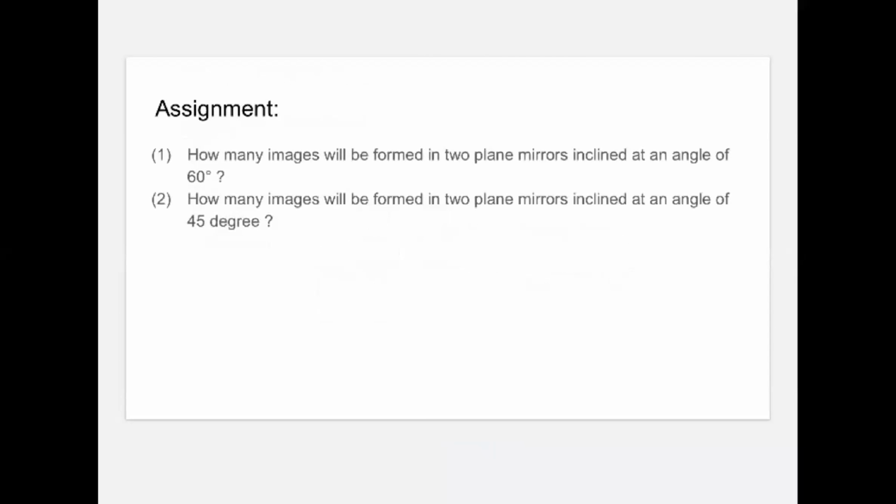So today's assignment questions are: How many images will be formed in two plane mirrors inclined at an angle of 60 degrees?